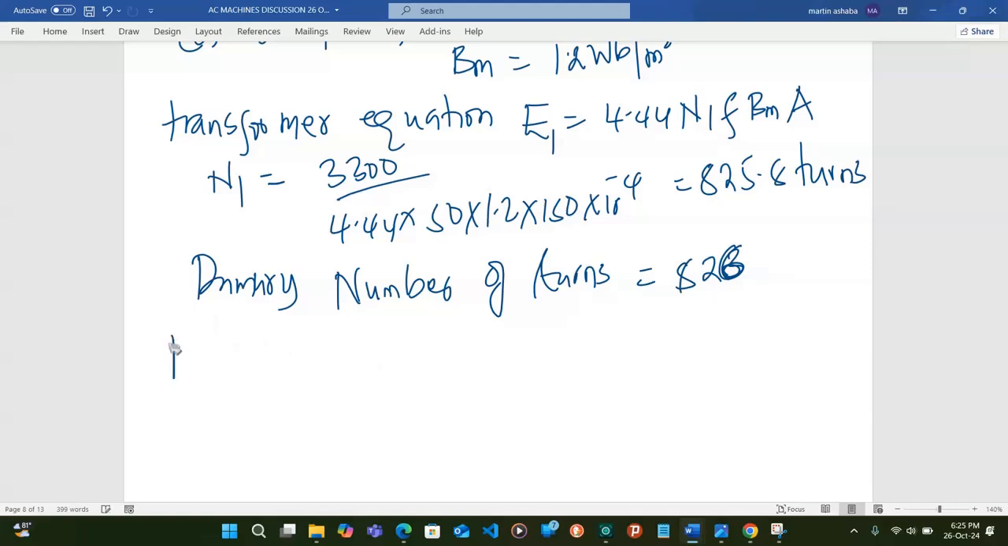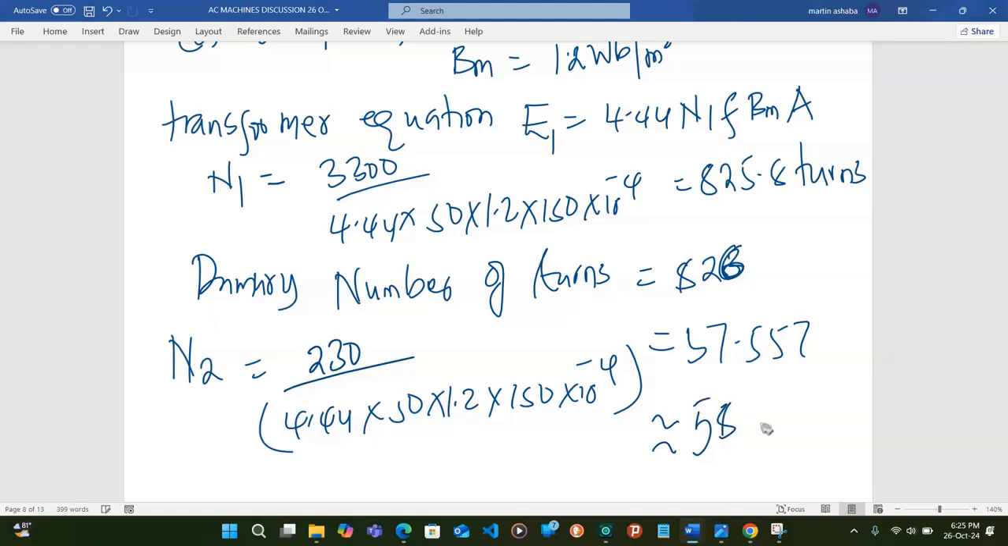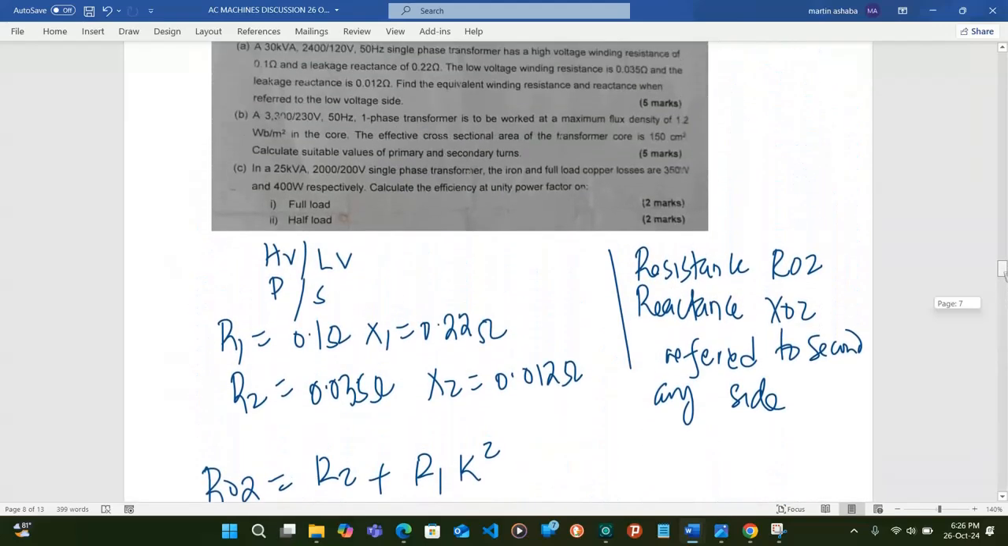Then for the secondary, N2 will equal 230 divided by 4.44 times 50 times 1.2 times 150 times 10 power negative 4. Finally we have 57.557, so we can approximate this to 58 turns, and that's all. So the secondary number of turns would be 58 turns.